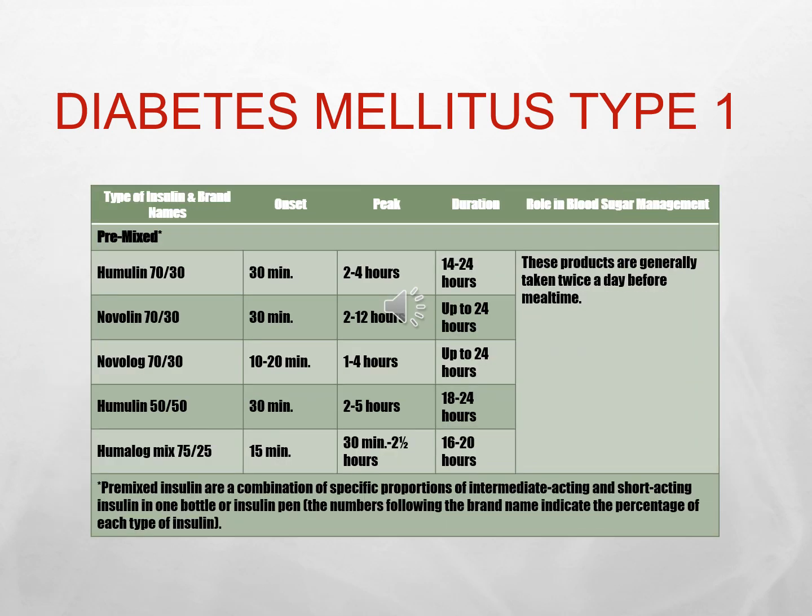You can see we've got a table about the pre-mixed insulin. They're generally taken about twice a day before mealtime, and they're a combination of specific proportions of intermediate-acting and short-acting insulin. They can come in a bottle or an insulin pen.